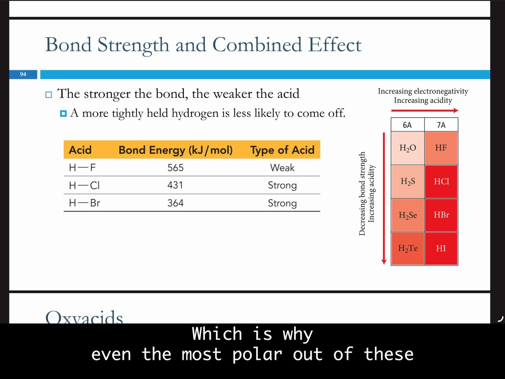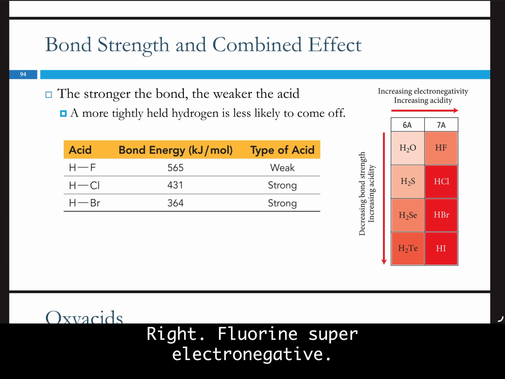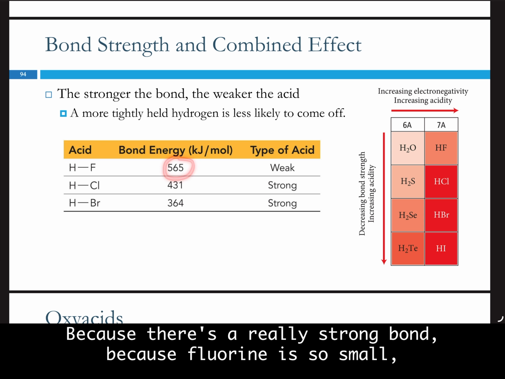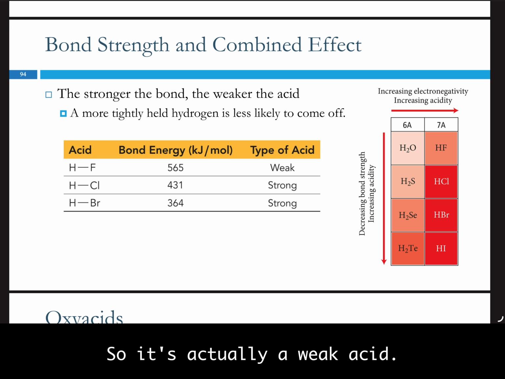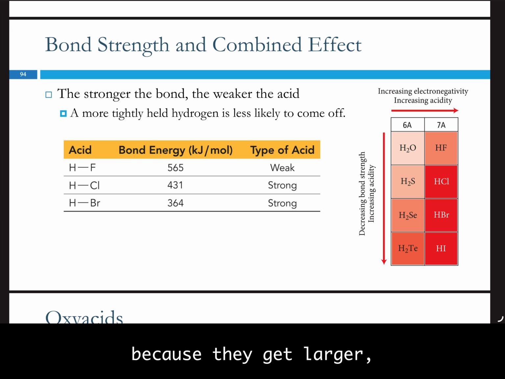Which is why even though the most polar out of these is hydrofluoric acid, right, fluorine's super electronegative, so that's going to be a really polar bond. Because there's a really strong bond, because fluorine is so small, the hydrogen and the fluorine are very close together, so it's actually a weak acid. Whereas as we move down, we get decreasing strength because they get larger. Decreasing bond strength. So those are the strong acids.